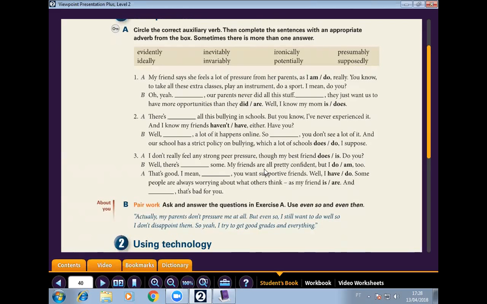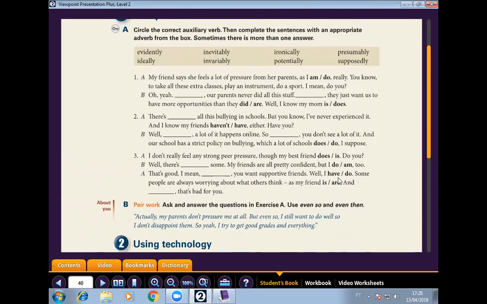My friends are all pretty confident, but I am too. You can see "my friends are," so verb to be. So you can say "I am," verb to be, okay? That's good. I mean, ideally or presumably, you want supportive friends. Well, I have or I do.